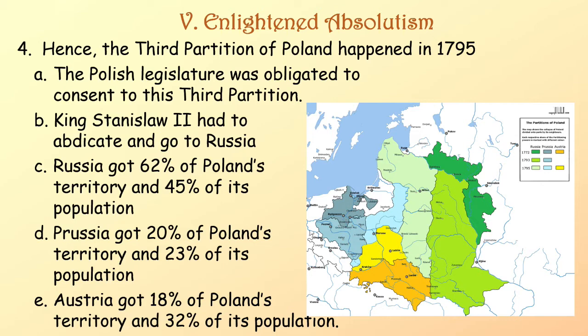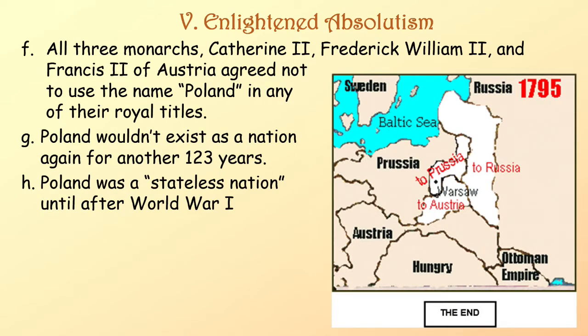Russia got 62% of Poland's territory, 45% of its population. Prussia got 20% of Poland's territory and 23% of its population. And Austria got 18% of Poland's territory and 32% of its population. All three monarchs, Catherine the Great, Frederick William II, and Francis II of Austria, agreed not to use the name Poland in any of their royal titles. Poland would not exist as a nation again for another 123 years. Poland was now a stateless nation until after World War I.